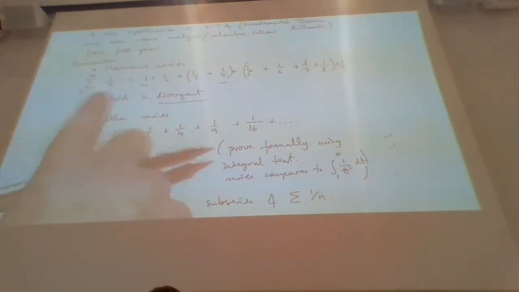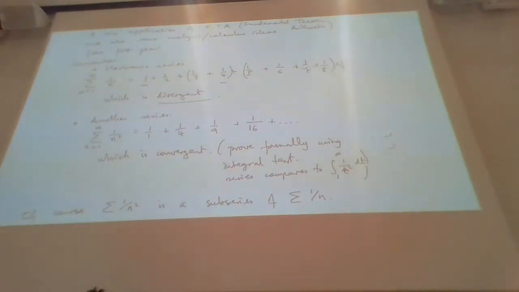So you can have a divergent series, but within it, if you just pick out certain terms, leave out most of the terms, and just admit some of the terms, then you can have a convergent series. Okay?